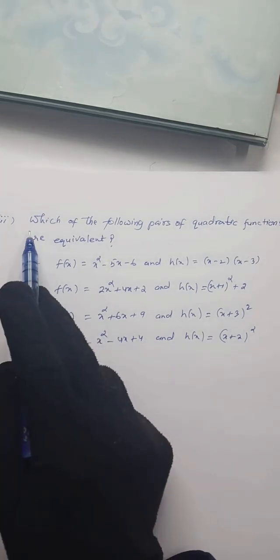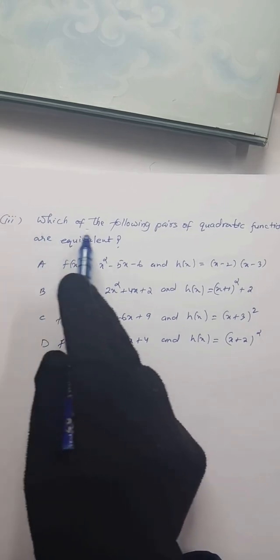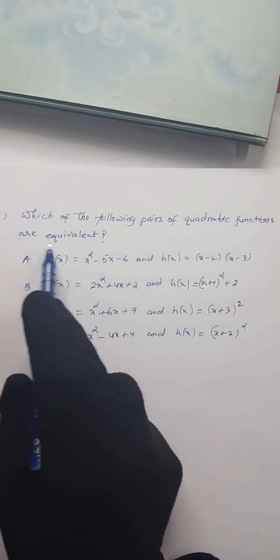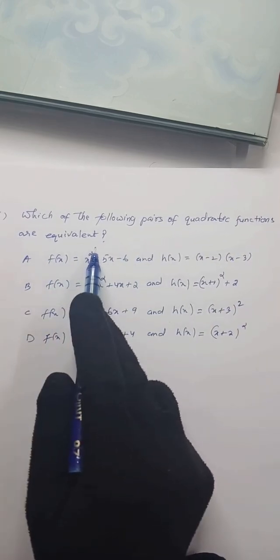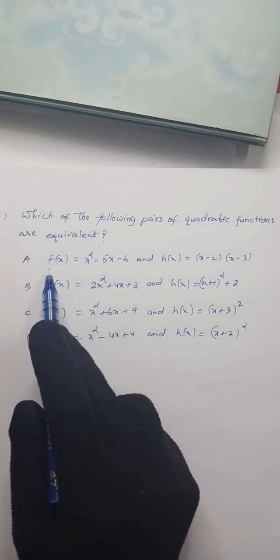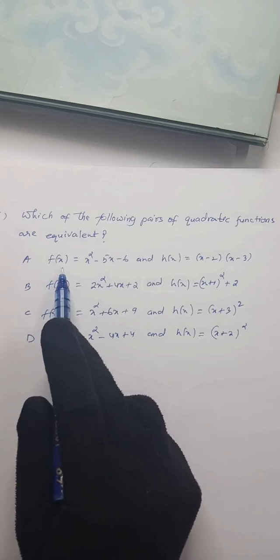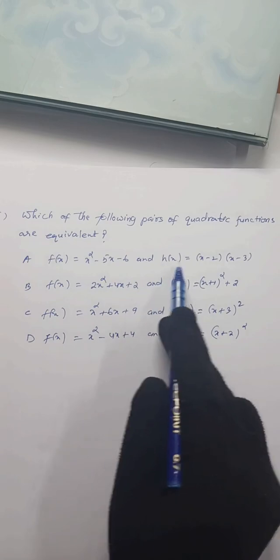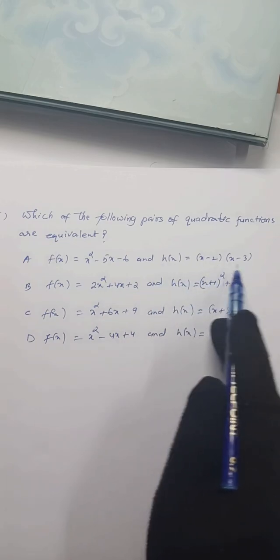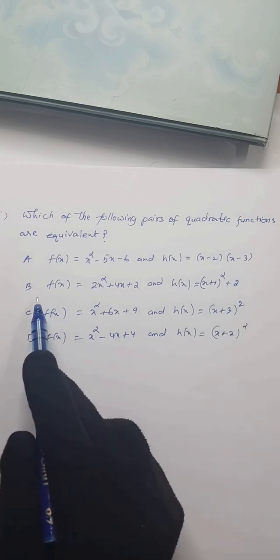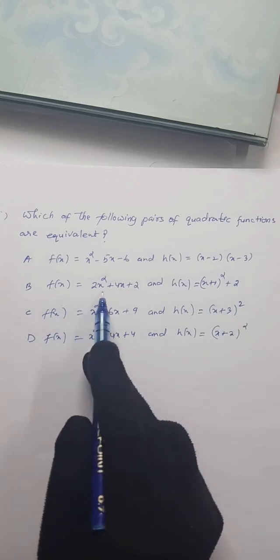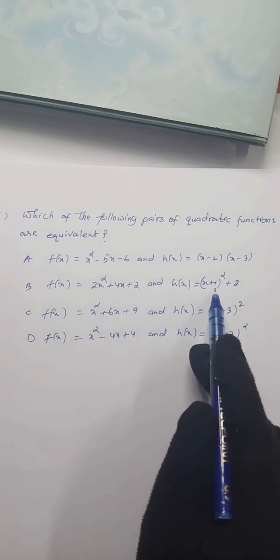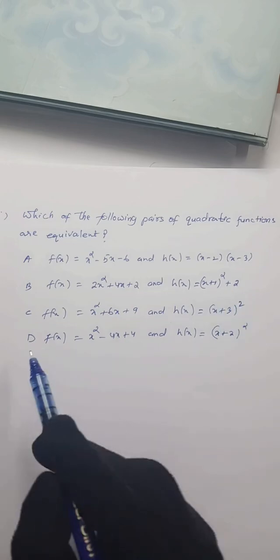So this is the question. The question is asking which of the following pairs of quadratic functions are equivalent. In the first option we are given these two functions, f of x equal to x square minus 5x minus 6 and h of x equal to (x minus 2)(x minus 3). And in option B we have f of x equal to 2x square plus 4x plus 2 and h of x equal to (x plus 1) whole square plus 2.